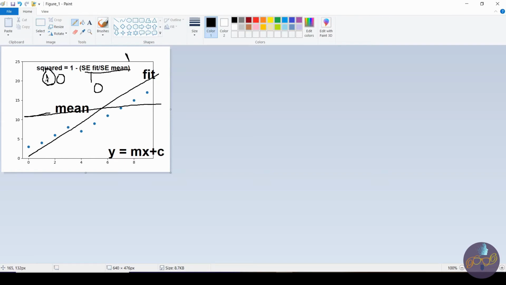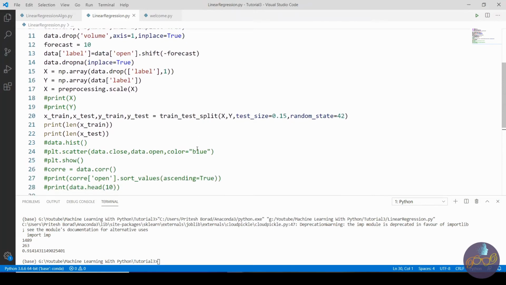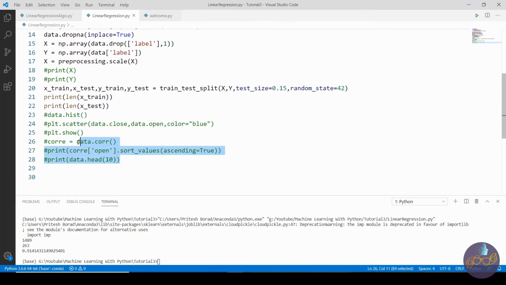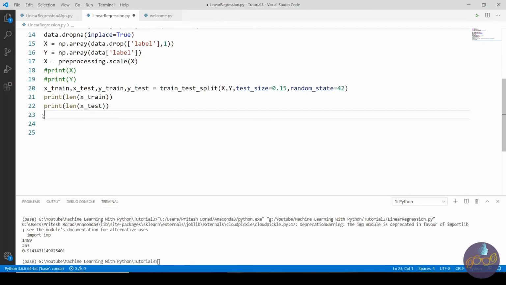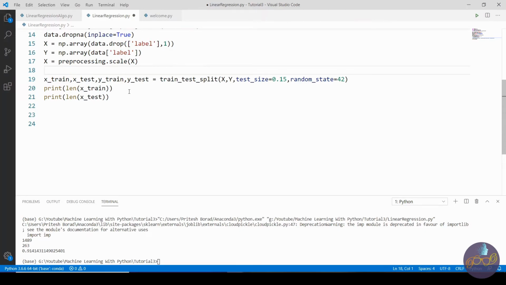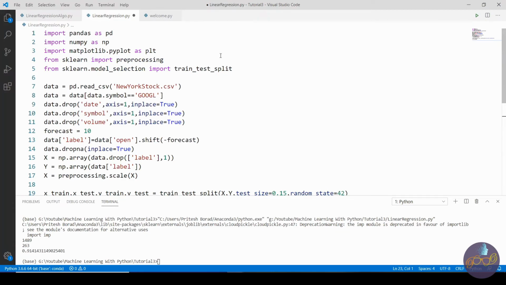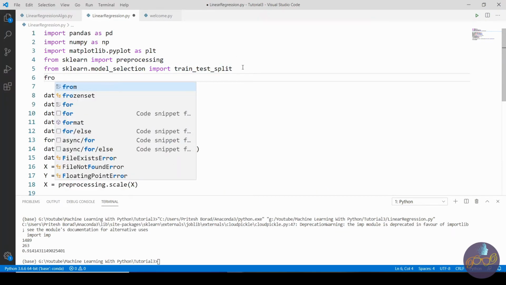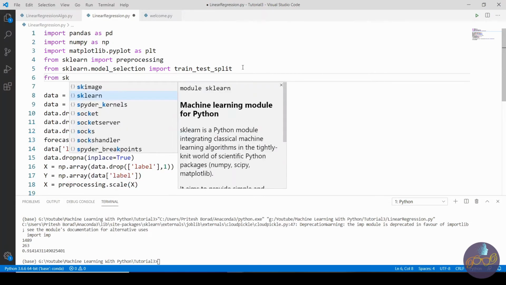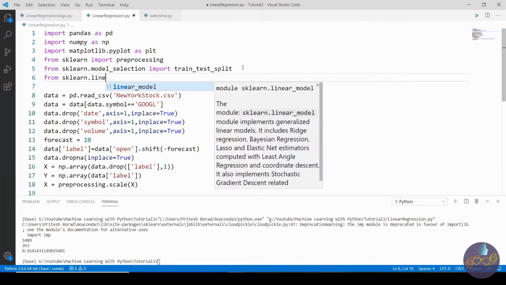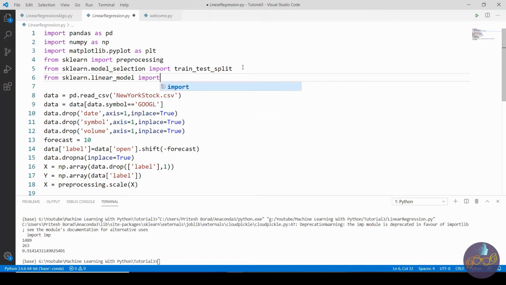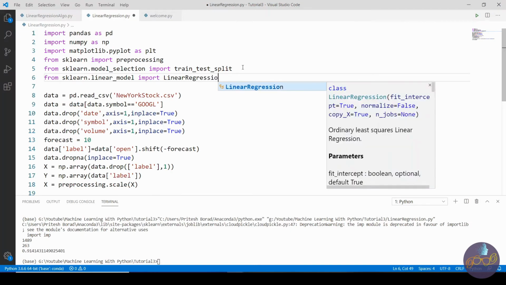Let's start from where we left off in the previous video. So open the previous code. Let's get rid of this unnecessary part, this print x and print y2. Now we want to train our model. So first let's import LinearRegression from sklearn.linear_model. So it's LinearRegression. Keep in mind that it is case sensitive.